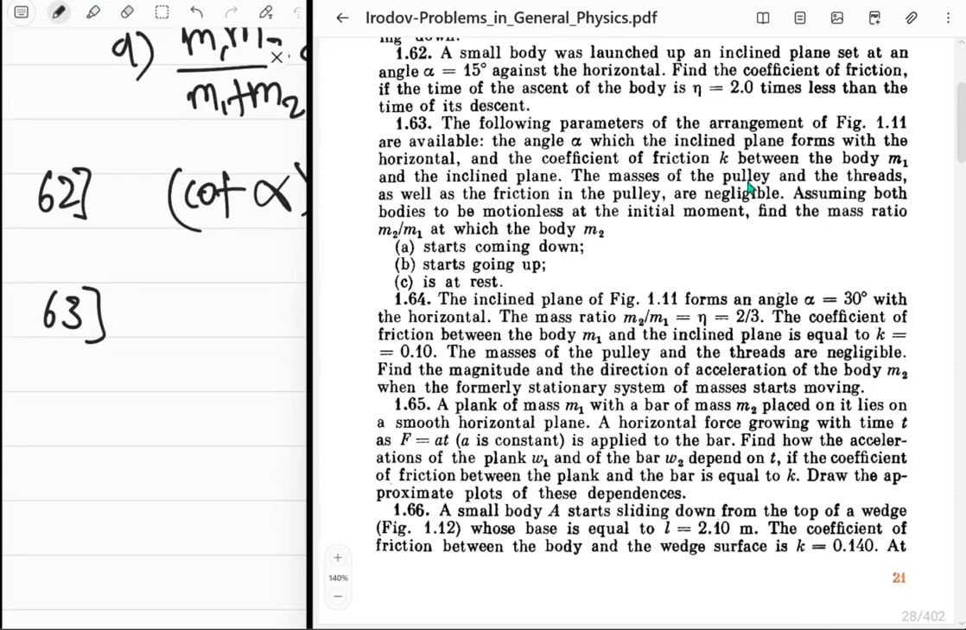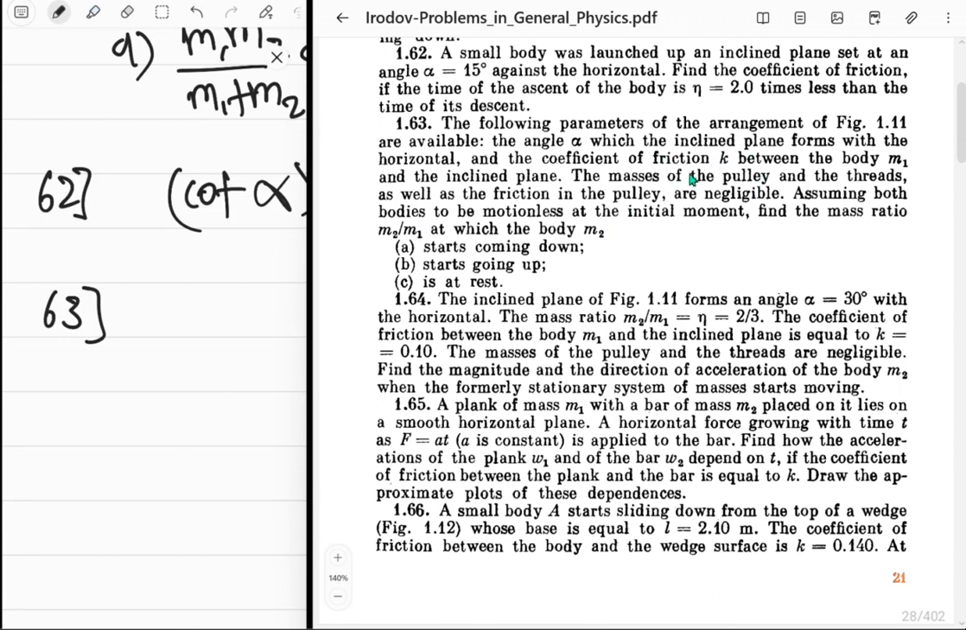Okay. The masses of the pulleys and the threads, as well as the friction in the pulley, are negligible. Cool. Assuming both bodies to be motionless at the initial moment, find the mass ratio M2 upon M1 at which body M2 goes down, goes up, or doesn't move. So, okay, for different conditions. And yeah, find the mass ratio M2 upon M1.